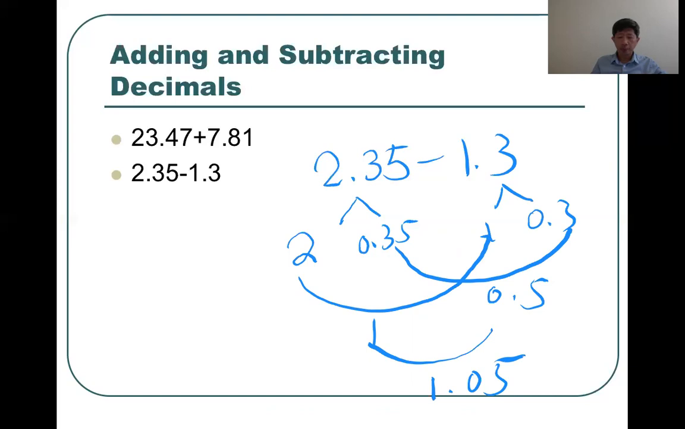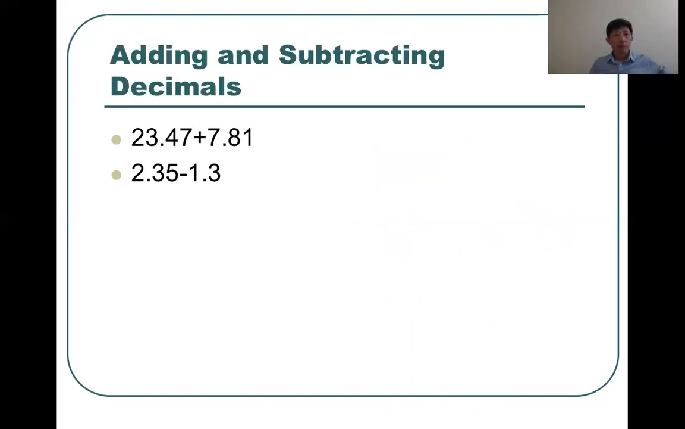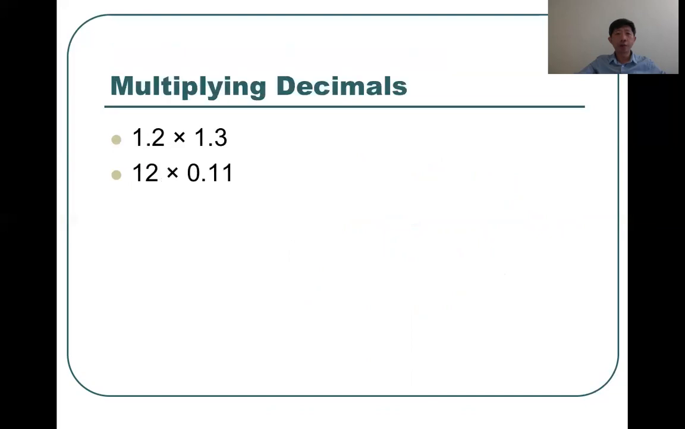Okay, that's adding and subtracting decimals. Now, what about multiplying decimals? Okay. 1.2 times 1.3.